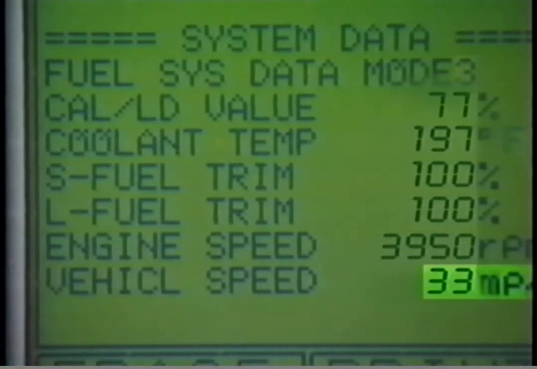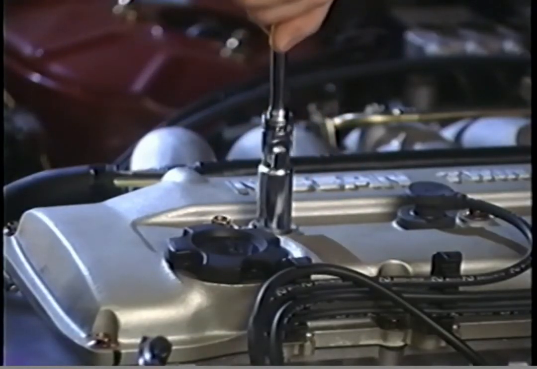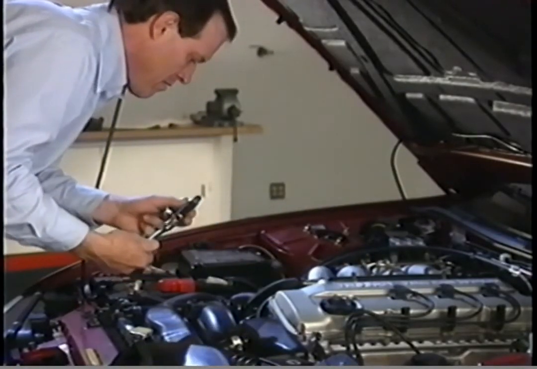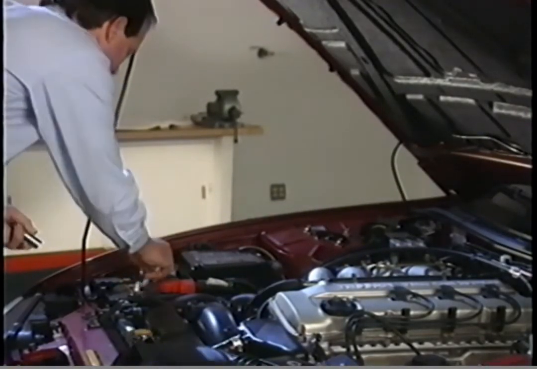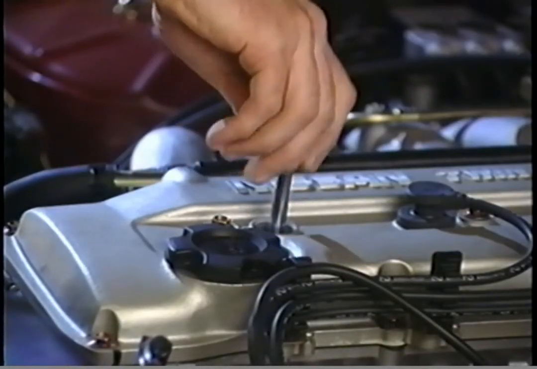The engine speed of 3,950 RPM, along with the vehicle speed of 33 miles per hour and all the other data, indicates the car was being accelerated in a lower gear and under a fairly heavy load while the cylinder was misfiring. In this particular case, which was due to a defective spark plug, the MIL was triggered on the first trip and also began blinking rapidly as the vehicle was being driven under increasing load.